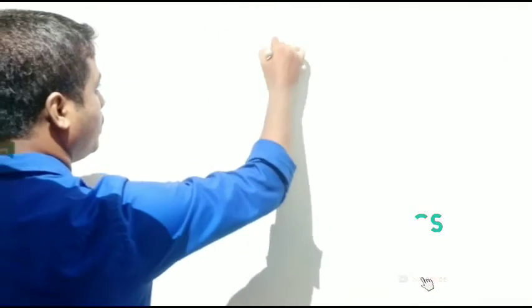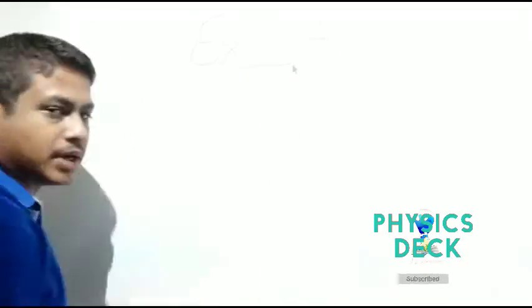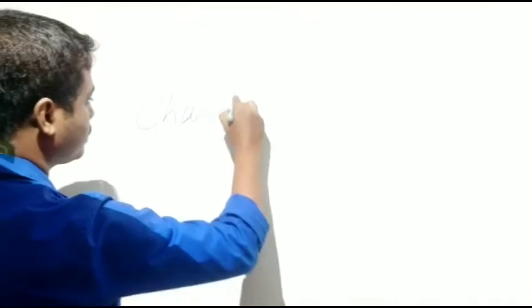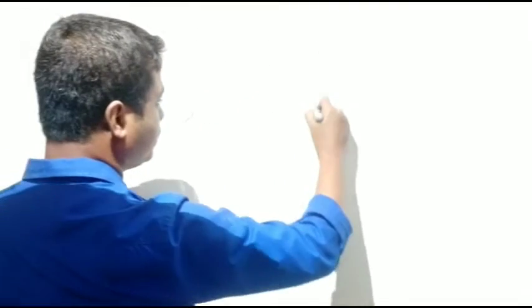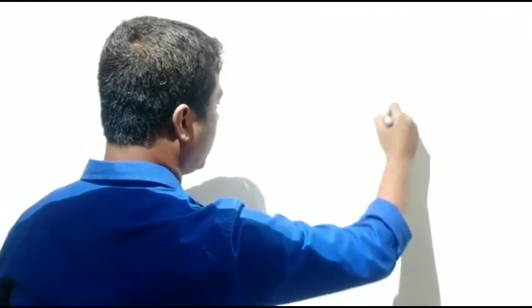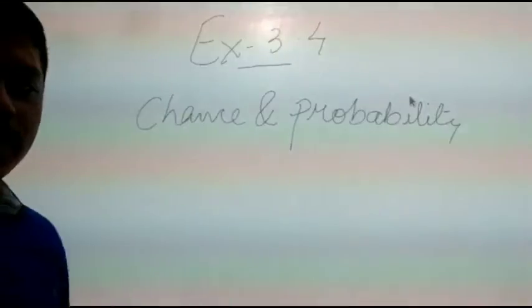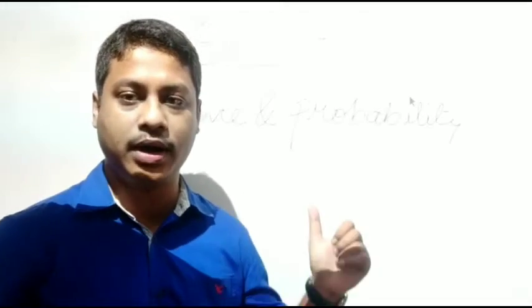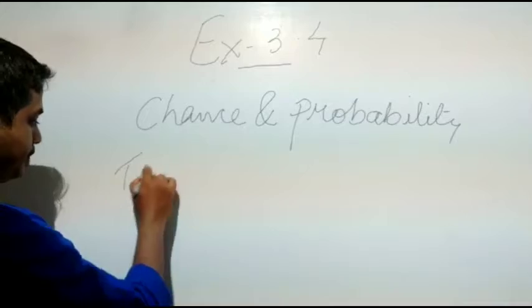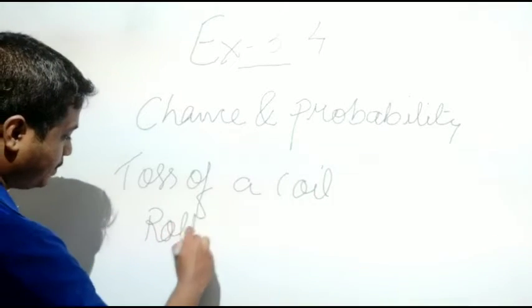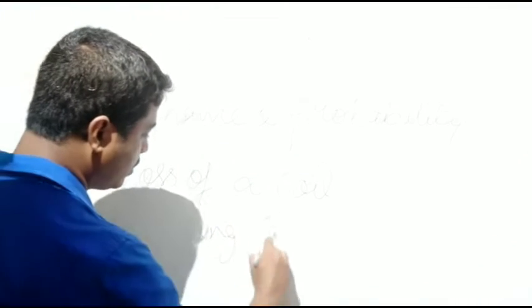Exercise 3.4. This chapter is mainly based on chance and probability. Now what do you mean by chance and probability? If we take two examples for chance and probability, the toss of a coin or the rolling of a die.